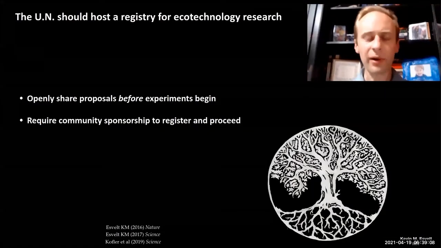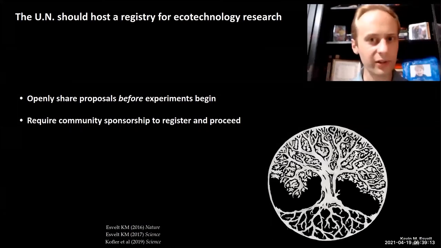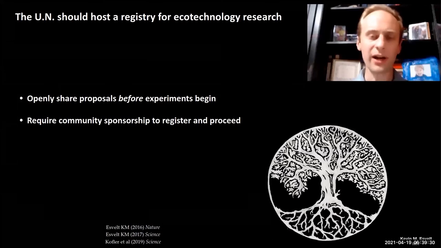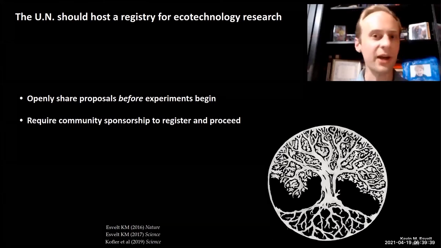So this is in part why I think the UN should host a registry, because this approach works. It can help determine whether communities are actually interested early enough to shape the direction of the technology or cause the researchers to walk away. The challenge is scientists are incentivized to keep our work a secret, because if we disclose our fabulous new idea, we risk someone else publishing it first. And that makes it hard to reach out to communities and say, here is what we can do. What do you want?